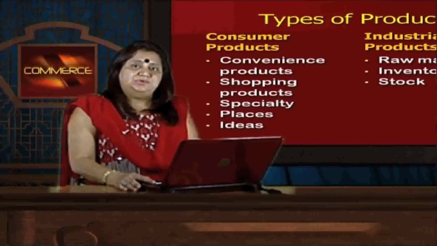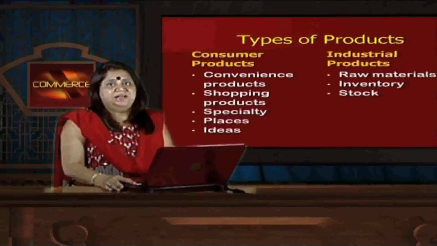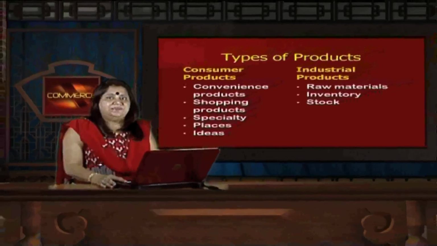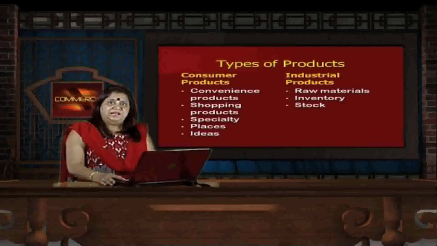Now, the products could be places, that is for entertainment, it could be hotels, or it could be ideas which we sell, that is it could be some kind of consultancy or placements or some kind of service which we need from people.